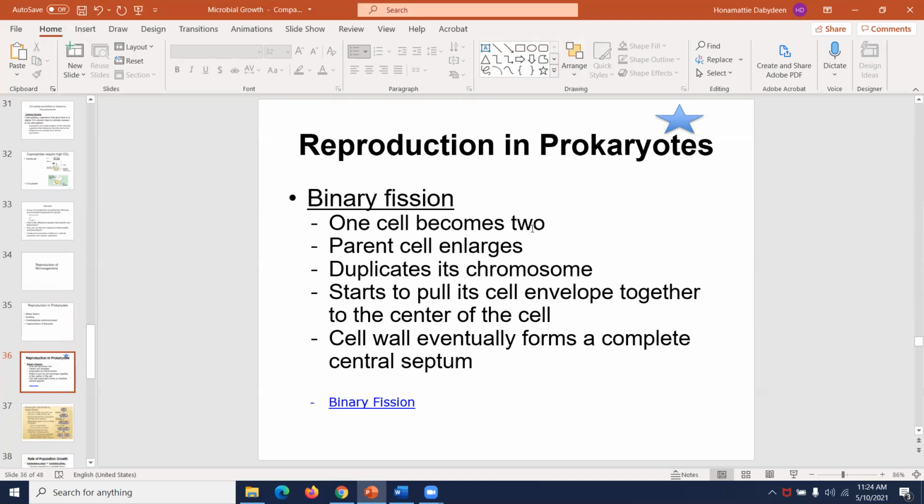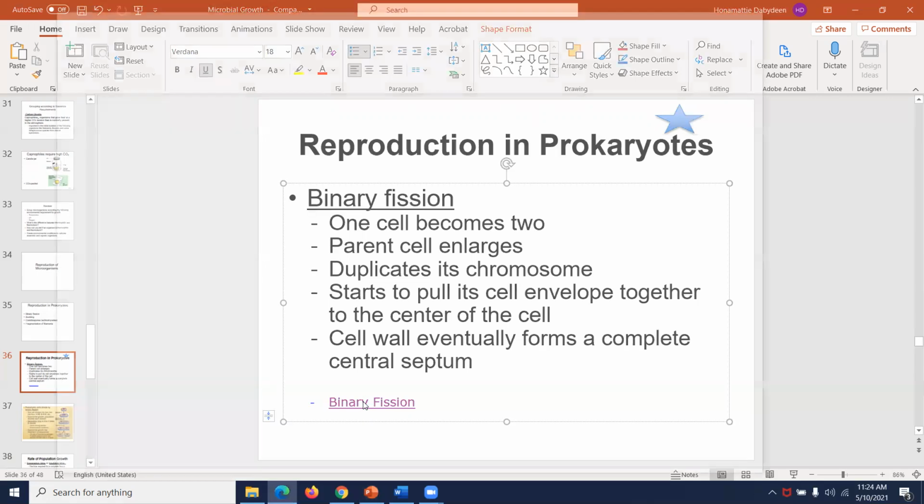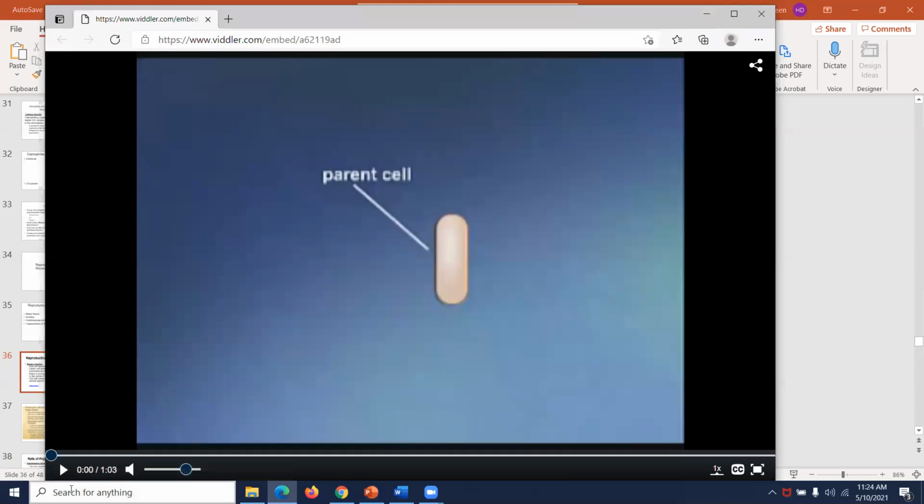Maybe you look at the slide and it says 1 cell becomes 2 cells and 2 cells become 4 cells, and so on and so forth. You're actually going through the process. Every time 1 cell becomes 2 cells, a little bit is happening. The parent cell will enlarge, chromosomes are duplicated, and then the cells will start to pull apart until you eventually get 2 complete cells being produced. For me to explain all that to you, I think an animation will be a lot better. So if I can get your attention here for a moment, let's see what's going on here.